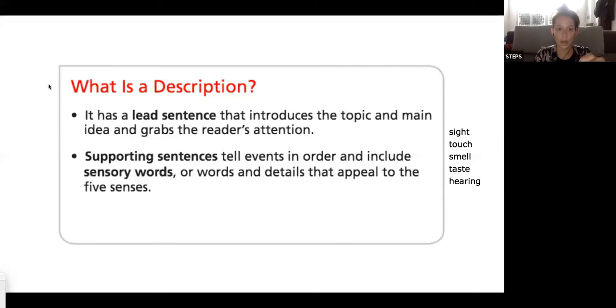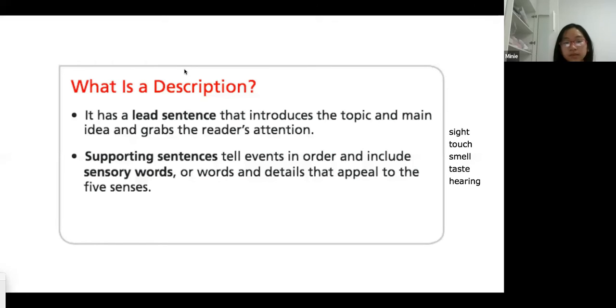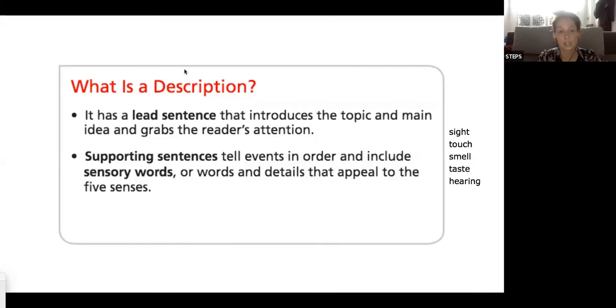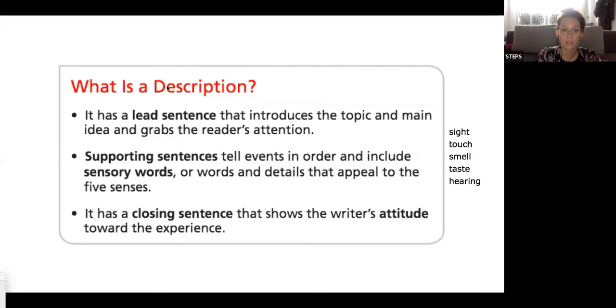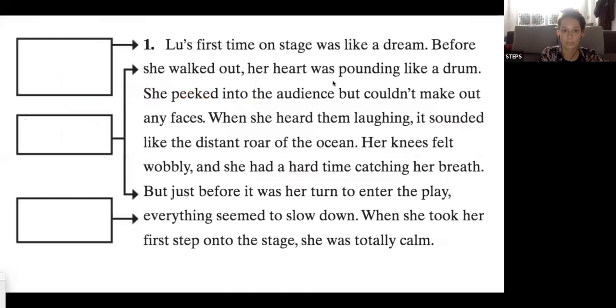Okay, so we can use sensory words, or words that appeal to these senses: the sense of sight, touch, smell, taste, and hearing. This allows our readers to better understand what we are describing. A description also has a closing sentence that shows the writer's attitude toward the experience. So let's look at some examples of description.